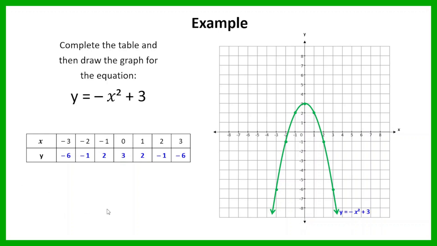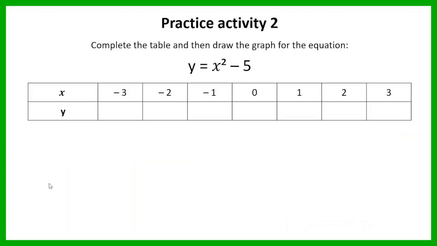Okay, so now you're going to do an example for yourself. So here you've got the equation y equals x squared minus 5, and you need to complete the table and then draw the graph for this equation, doing the exact same thing that we did in the last example. So I'm going to give you 3 minutes to work on this example.